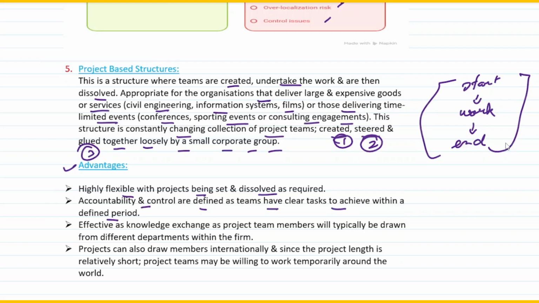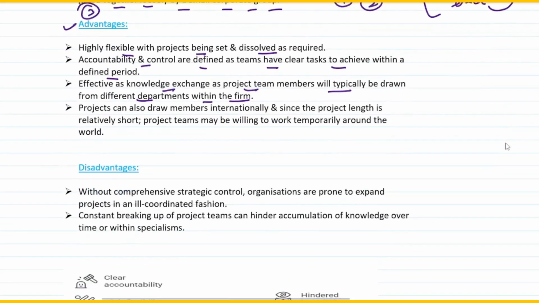Then it is effective as knowledge exchange, as project team members will typically be drawn from different departments within the firm. So again the knowledge sharing thing like the transnational structure comes into the picture, and projects can also draw members internationally. So you need not only hire local people, you can even draw people internationally. Why? Because since the project length is relatively short, project teams may be willing to work temporarily around the world. So they may have the flexibility to go across the world and work.